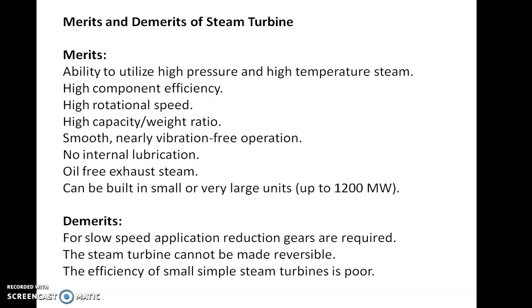But demerits are also there, because pollution is the most important factor for steam turbines. Because you have to burn coal, pollution is a very serious factor in case of steam turbines. Similarly, for slow speed applications, reduction gears are required because the speed has to be reduced, that we know. For that you have to use reduction gears. A steam turbine cannot be made reversible. It is an irreversible process.